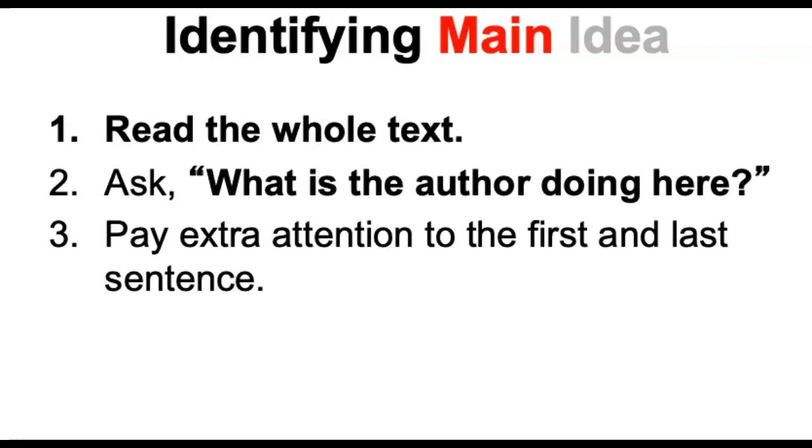The first thing would be to read the entirety of the text you're looking at. If it's a paragraph, read the paragraph. If it's a few paragraphs, read all of them, and then go back and ask yourself the question, okay, what is the author doing here? What are they trying to tell me? Pay extra attention also, if it's a paragraph, to the first and last sentence. A lot of times you're going to find a clue right there.